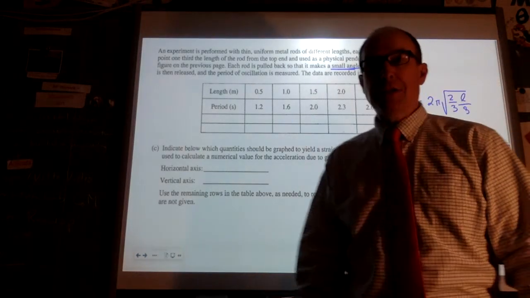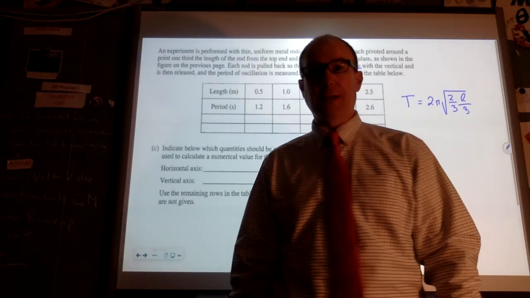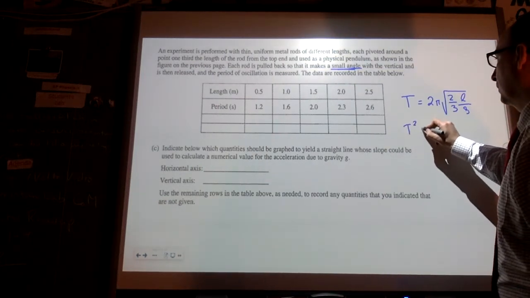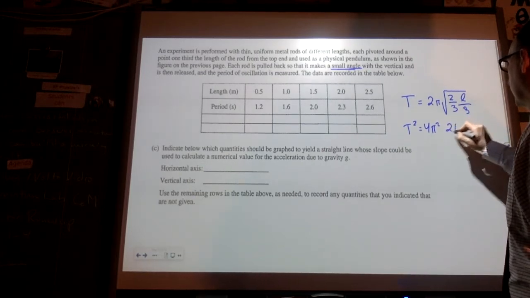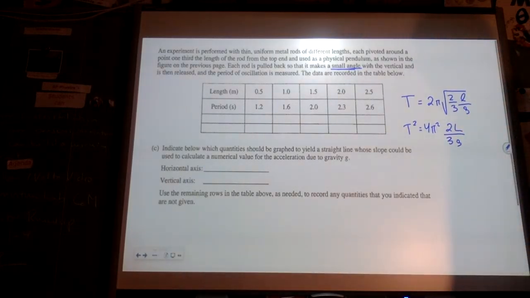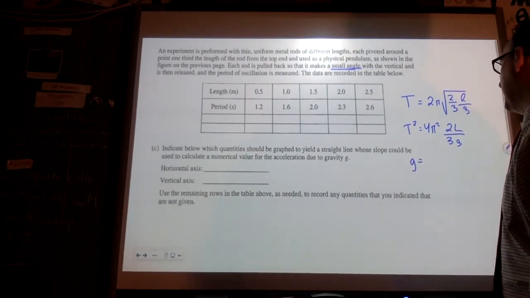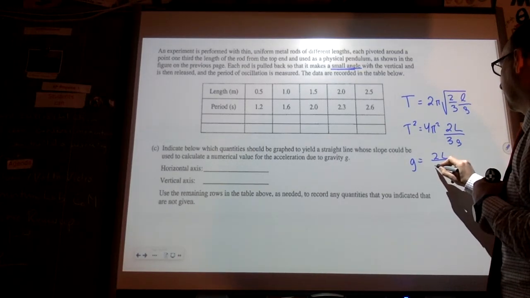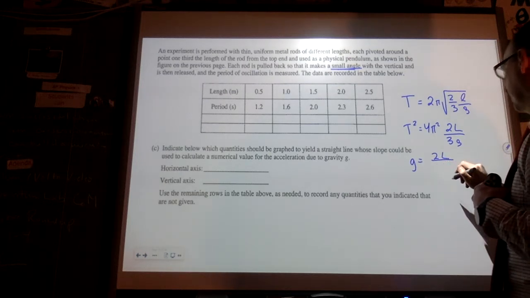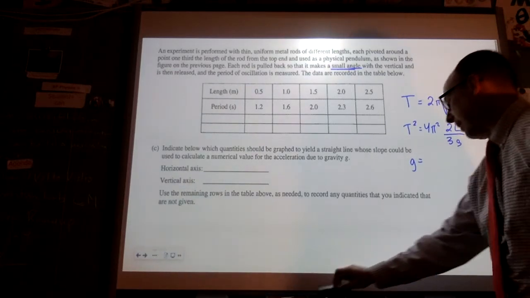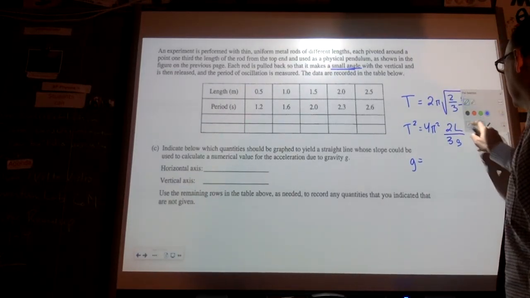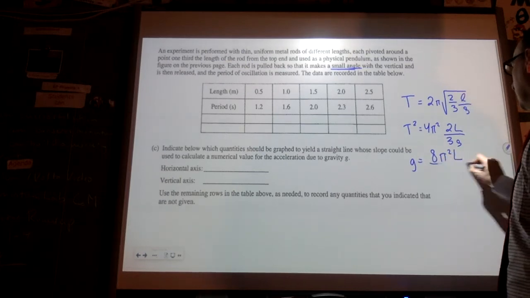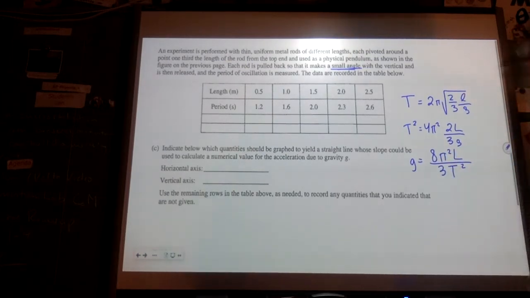All right, so if I want my slope to be G, I need to solve my equation for G. So I'm going to square both sides. I'm going to write it as capital G, capital L, because that's what they did. And I'm going to get G by itself. So I'm going to have G is equal to 2L over 4 pi squared. So I could write that as 8 pi squared, right? And it's 8 pi squared L over 3 T squared.